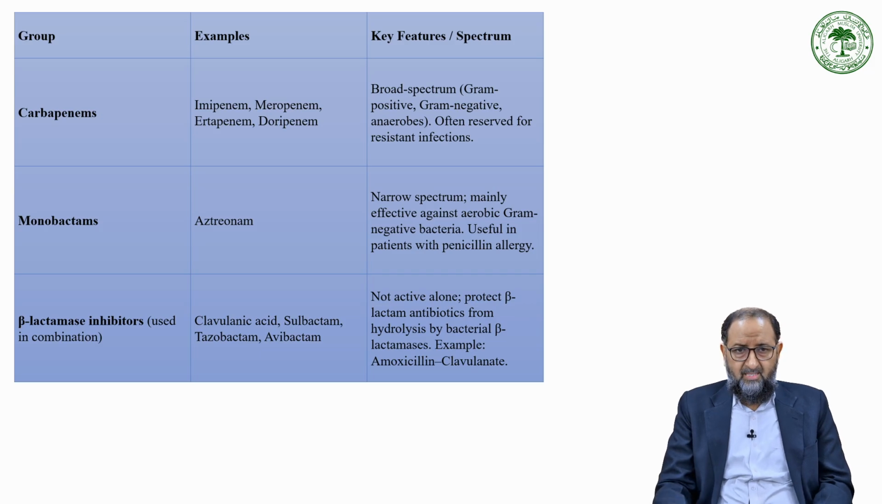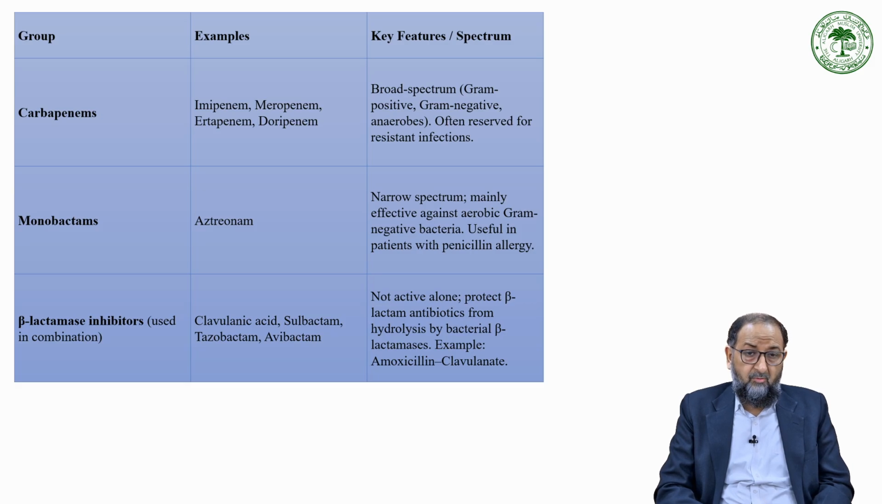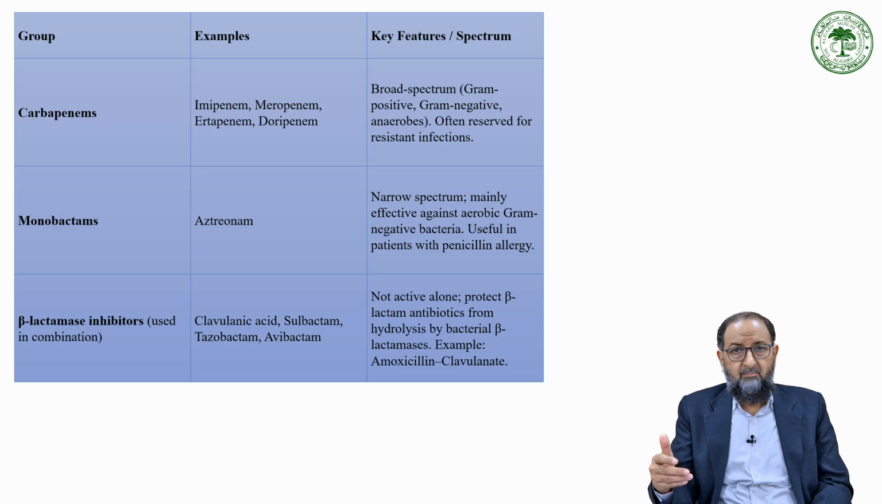Then monobactam aztreonam, narrow spectrum, mainly effective against aerobic gram-negative bacteria, useful in patients with penicillin allergy. So this is another class, considered to be among the broadest spectrum antibiotics, but it is narrow spectrum because it mainly acts against aerobic gram-negative bacteria, useful in a patient with a penicillin allergy. But earlier, when it was used for the enzyme producing strain, sometimes it might also work against the enzyme producing strain.